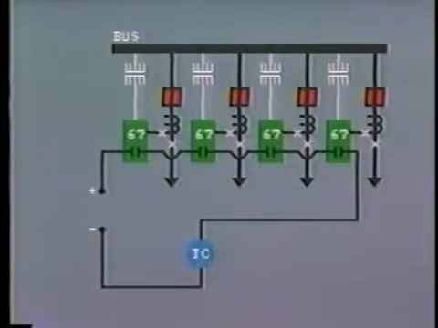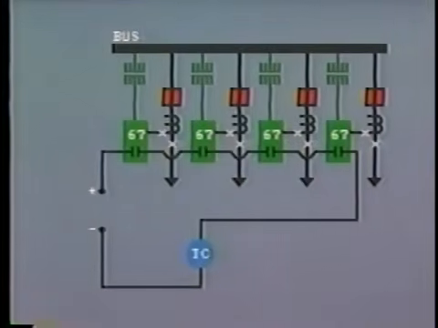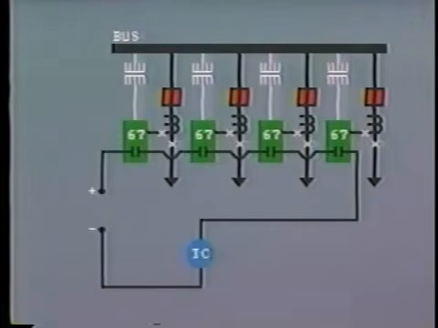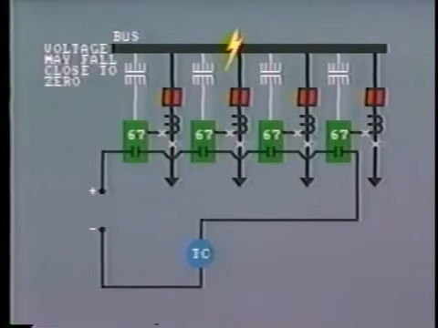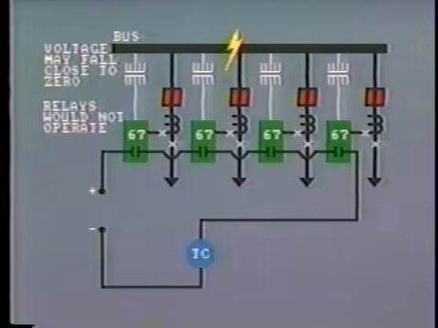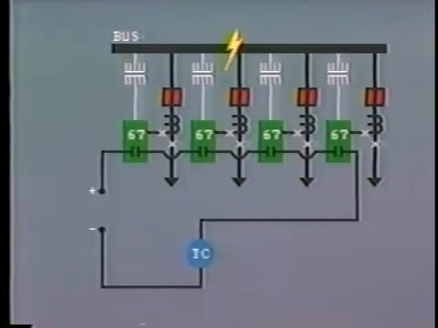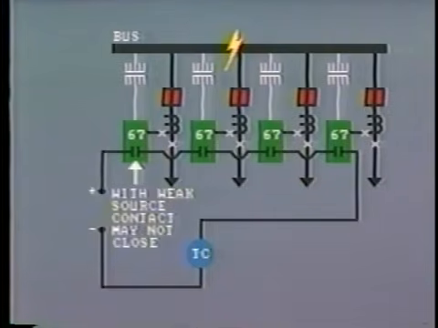Another problem is that the directional relay requires a polarizing source. If this is taken from a voltage transformer on the bus, the voltage may well fall close to zero during a bus fault, and therefore the directional relays would not operate. Another problem can result from weak sources, or sources that become weak during certain switching sequences.